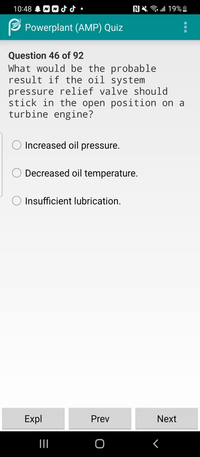What would be the probable result if the oil system pressure relief valve should stick in the open position on a turbine engine? Insufficient lubrication.